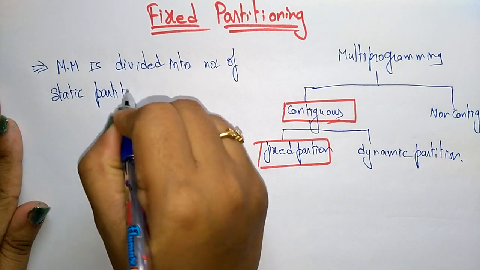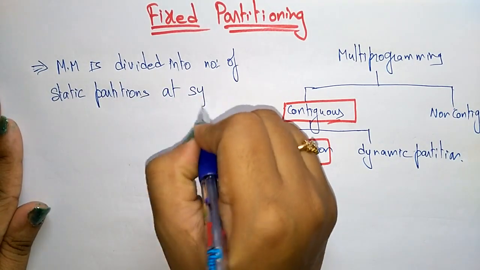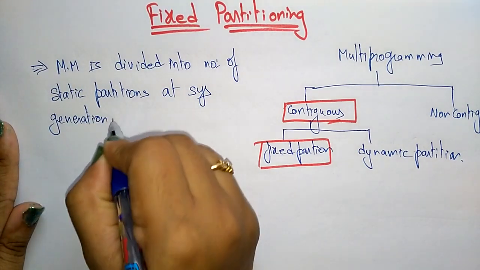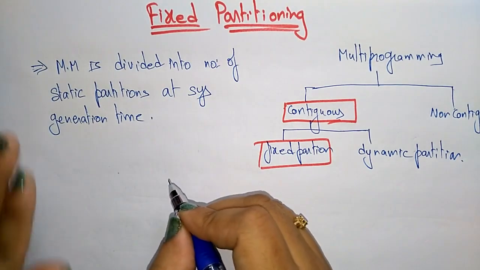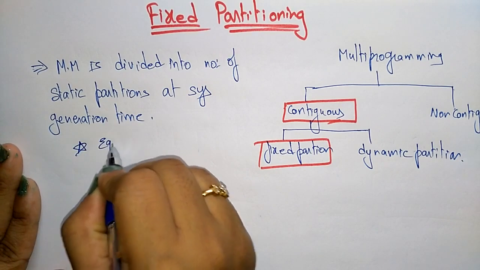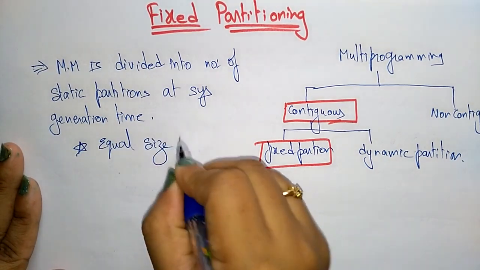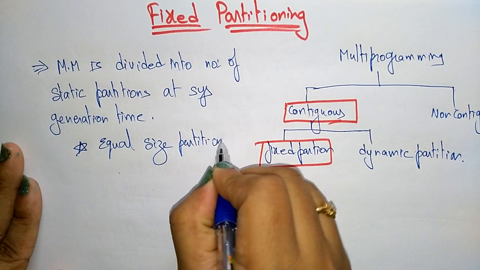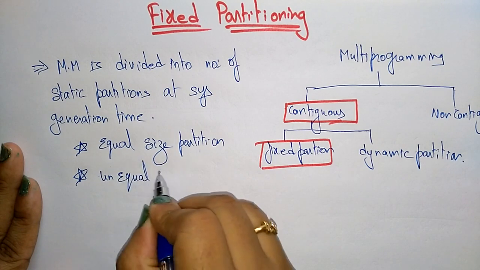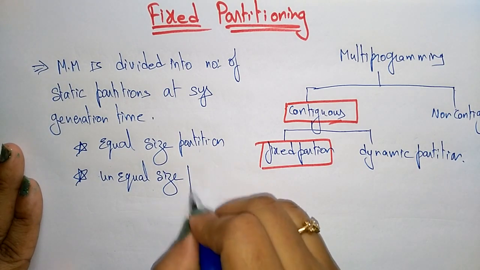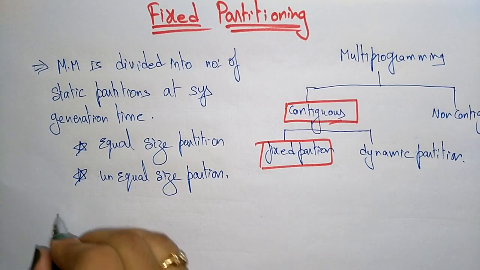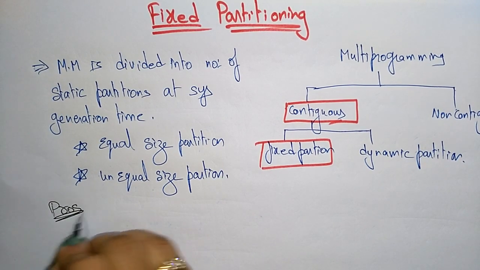Static partition at system generation time. This static partition or fixed partition can be allocated in equal size partitions or unequal size partitions. The static partition in the main memory can be done equally or unequally. Now let us see the pros and cons of this fixed partition. After that I'll take one example.